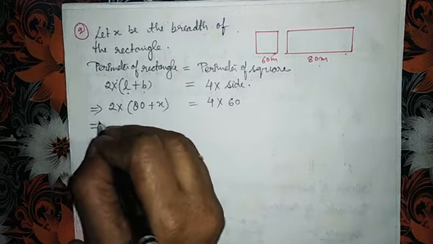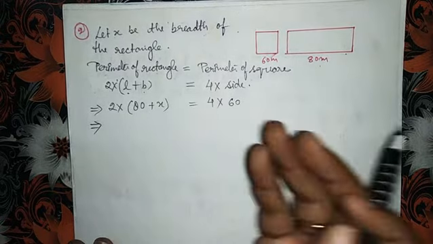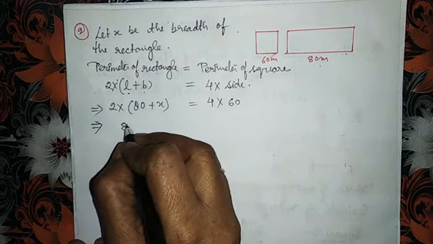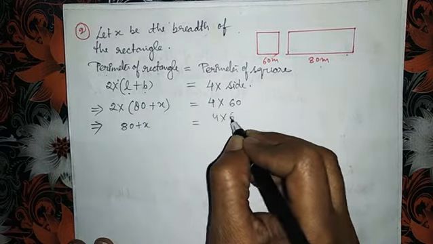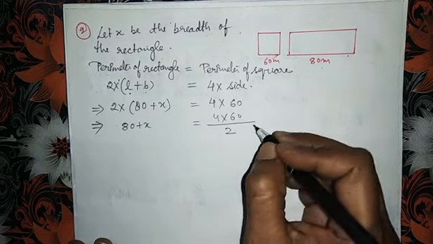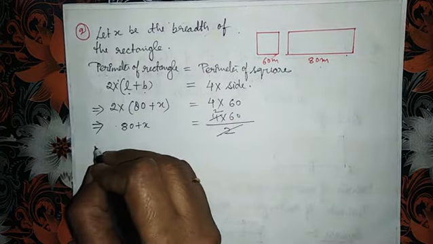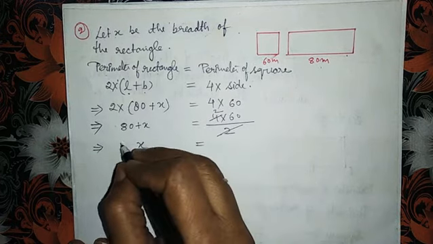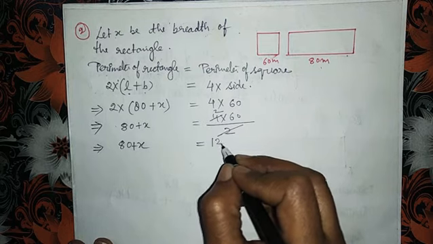Okay, now we will solve this equation, because you can see it is in the form of an equation. So here 80 plus x, here 4 into 60, here it is in multiplication, we will transpose here, 2 1 is 2, 2 2 is 4. Okay, now here we will get 80 plus x and 120.